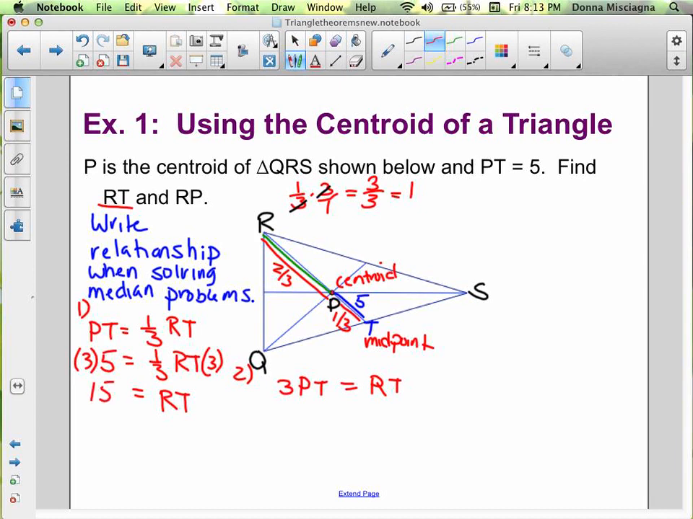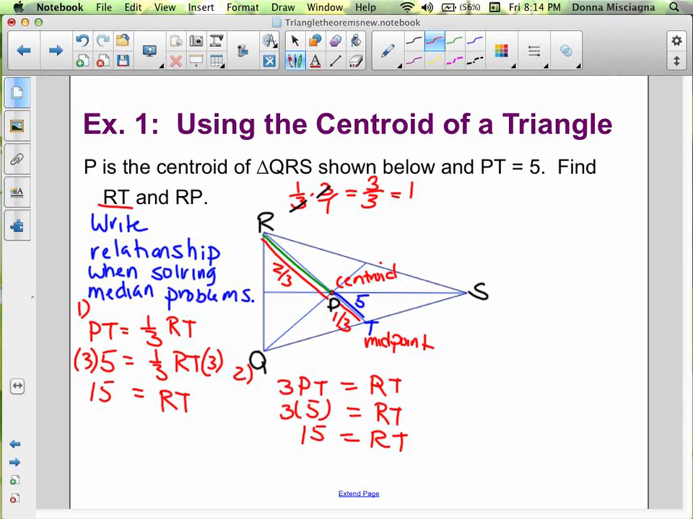I can also solve 3 PT is equal to 1 RT. PT was 5, so 3 times 5 is RT. That means 15 is RT. Notice we got the same answer. Did it matter which one we solved with? No. I kind of think the second one was easier, but did it matter? No, not really.